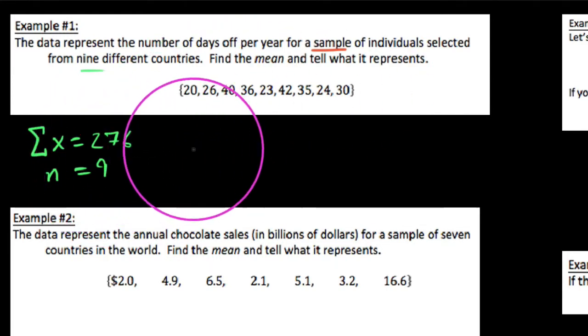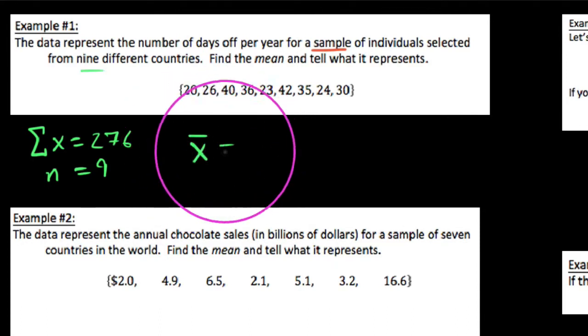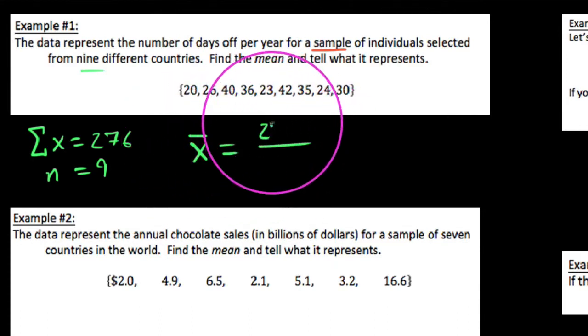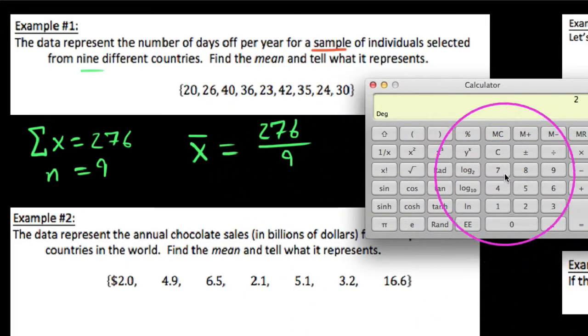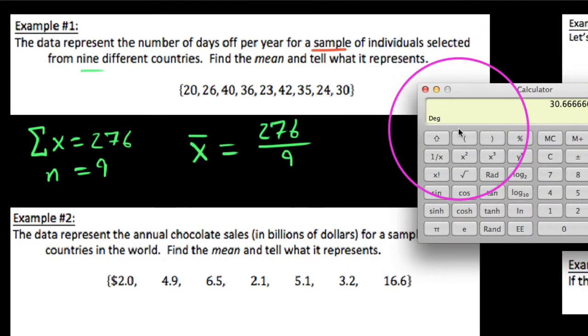So our average in this case, since we are talking about a sample, x bar, is represented by 276 divided by 9. And so we'll go ahead and pull out our calculator and calculate this. We say 276 divided by 9. Now you'll notice that we get this huge decimal.